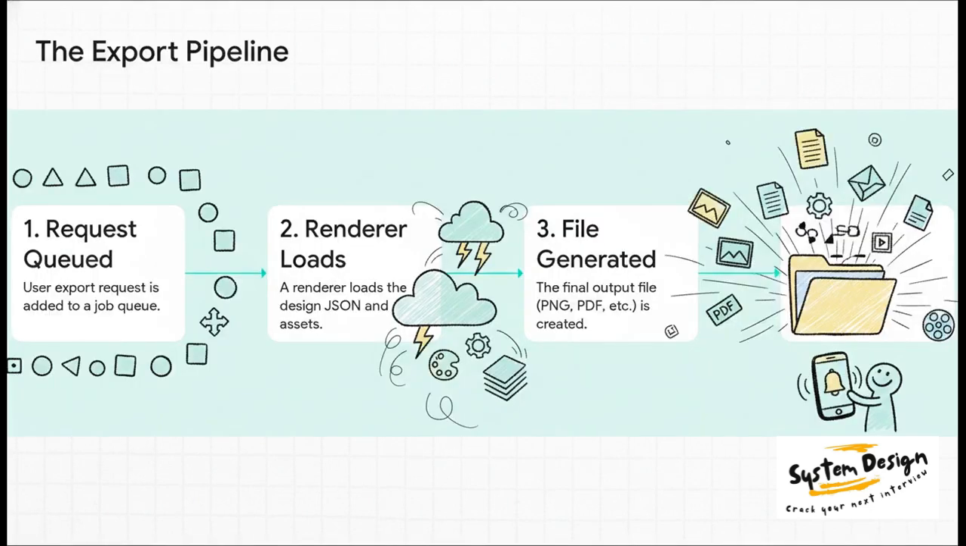And this whole process follows a really clean pipeline. Your request goes into a line or a queue. A special rendering service grabs it, loads up all your design data and assets, and then generates the final file, a PNG, a PDF, a video, you name it. Once it's done, you get a little notification that your download is ready. It's a clever way to keep your browser from freezing up on those big exports.